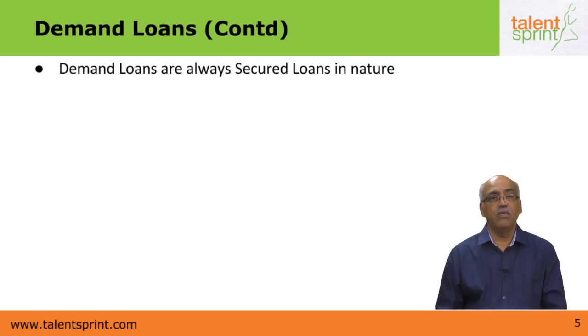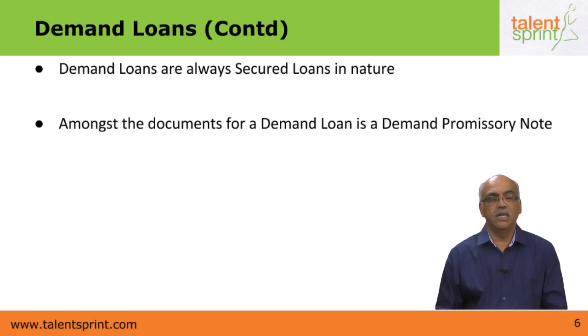Demand loans are always secured in nature. If you recall the earlier video where I said overdrafts are normally given without any security except for the guarantee of a third person, demand loans are always given against the security of something. Demand loans are given against the security of gold ornaments, against the hypothecation of goods, and against the hypothecation of car, two-wheeler, etc. They are all called demand loans. Demand loans are always secured loans in nature.